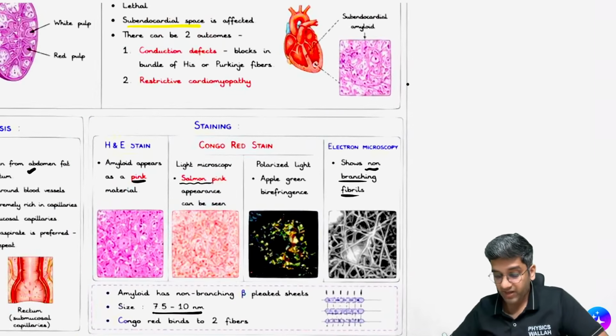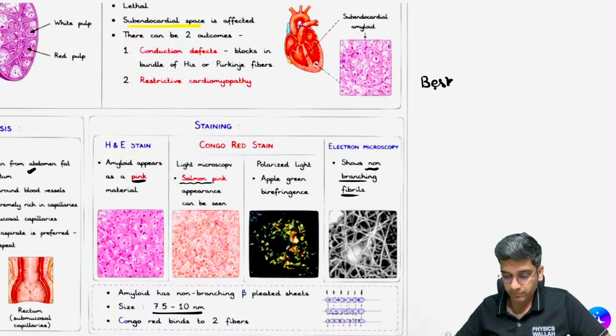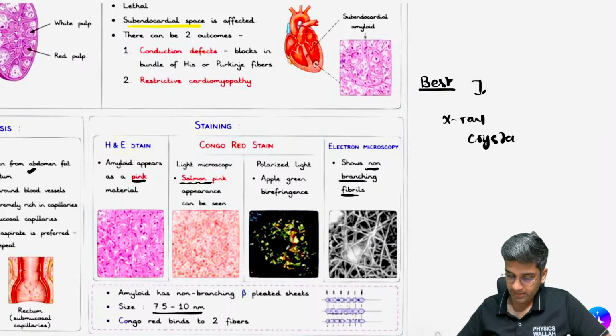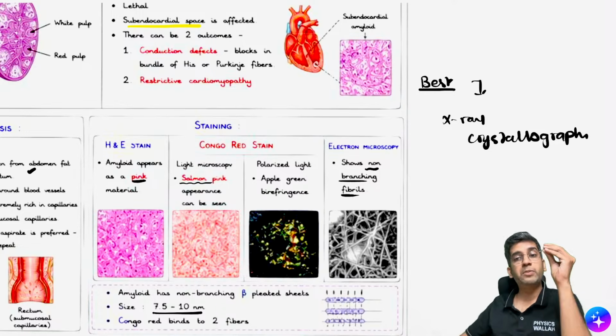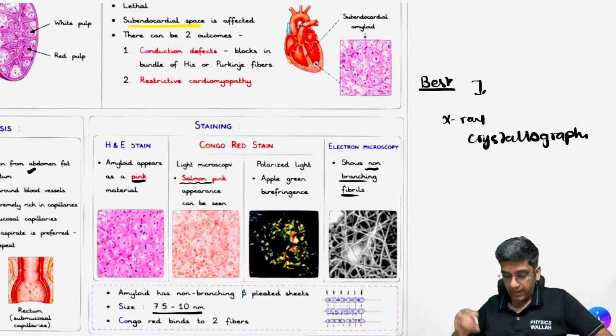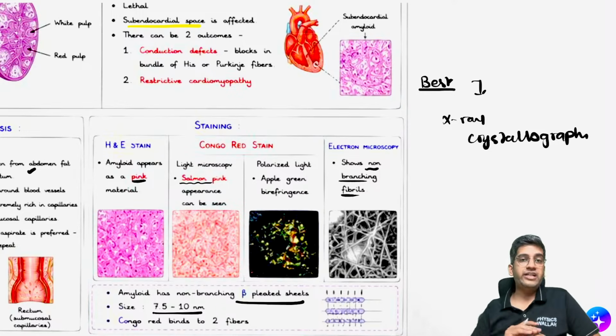What's the best way to identify amyloid? Can come in a Viva or an MCQ, which is X-ray crystallography. That's the best way to identify amyloid because X-ray crystallography is the only thing which can give me the protein structure. Amyloids are non-branching beta pleated sheets. Only X-ray crystallography can give me that as a classical finding for amyloidosis.